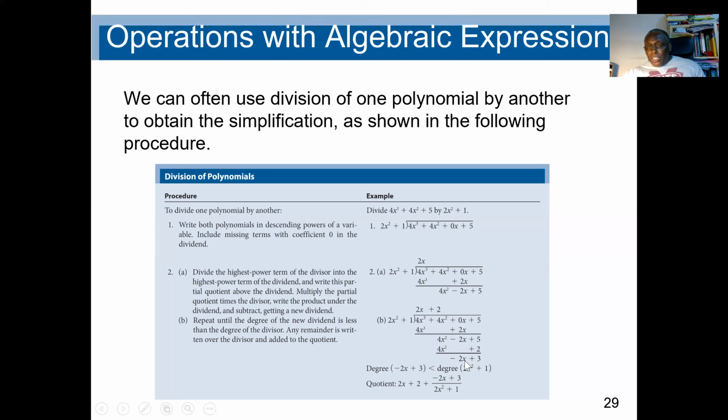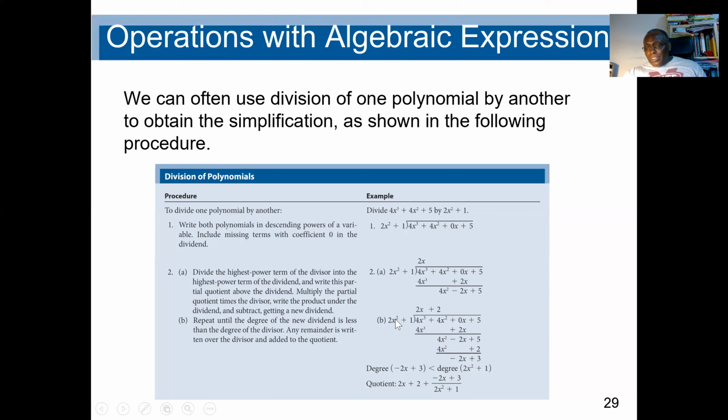Then when I reach here, I cannot go further anymore. Why? Because the degree of the last term here is 1, but the degree of the denominator is 2. So we cannot do anything. So this will be like a remainder. That's why they say the degree of minus 2s plus 3 is less than the degree of 2s squared plus 1, which is the denominator.